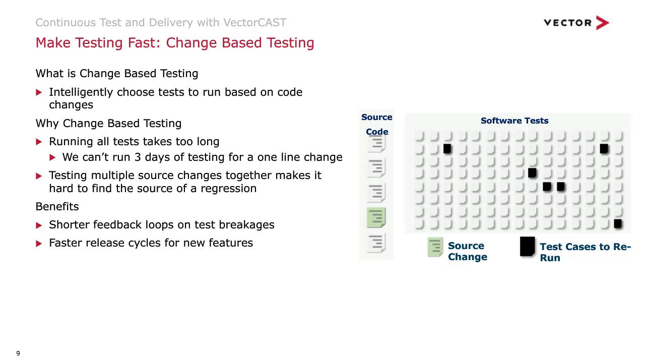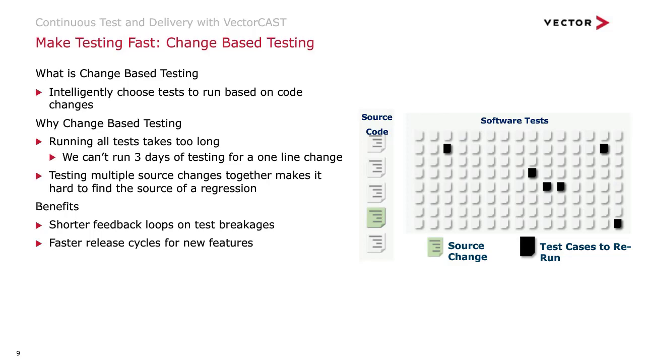And by using VectorCAST, what we're doing is we're giving you the tools and the platform to make the test process itself so much easier. And one of the things that we do to make that easier is something called change-based testing, something that we introduced a few years back. And it allows us to track, as you run through your tests, what is the code that is affected by a particular test, right?